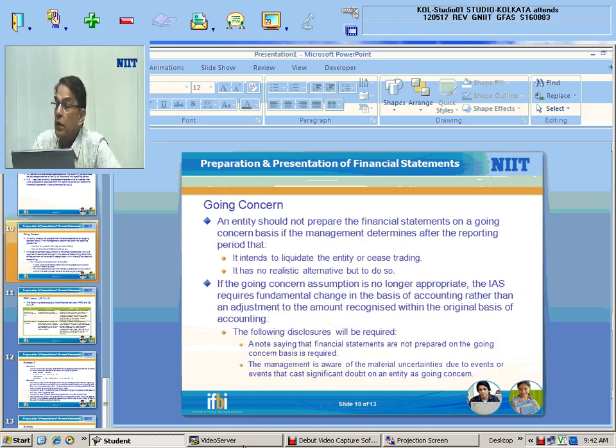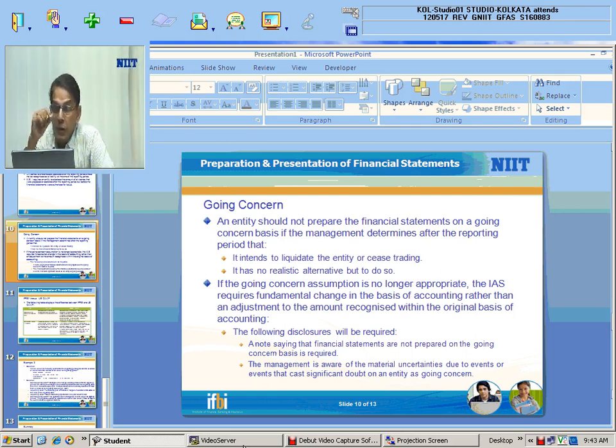Now comes another important concept called going concern, because as you know, financial statements are prepared on a going concern basis. But an entity should not prepare its financial statements on a going concern basis if the management determines after the reporting period that it intends to liquidate the entity or cease trading, or that the management has no realistic alternative other than liquidating the entity or stopping trades.